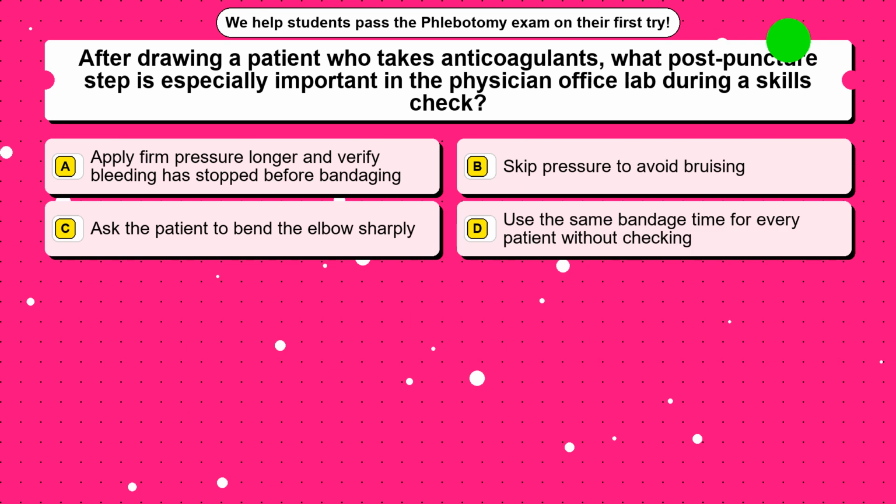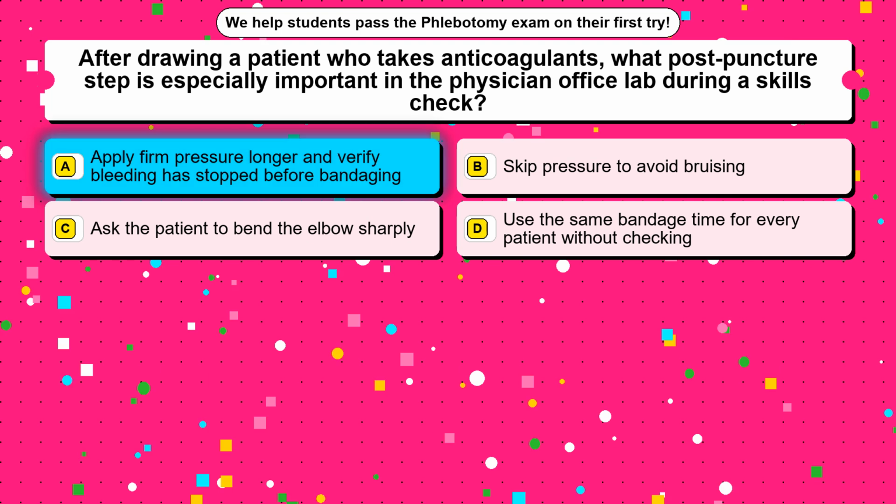Question 8. After drawing a patient who takes anticoagulants, what post-puncture step is especially important in the physician office lab during a skills check? Option A. Apply firm pressure longer and verify bleeding has stopped before bandaging. Option B. Skip pressure to avoid bruising. Option C. Ask the patient to bend the elbow sharply. Option D. Use the same bandage time for every patient without checking.